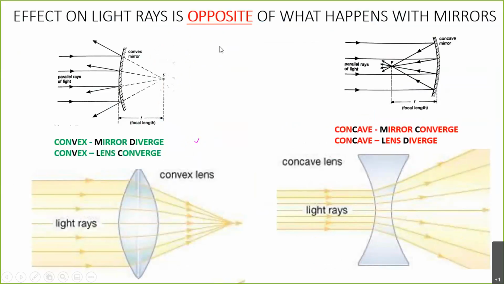All right, so the effect of the light rays is the opposite of what happens with mirrors. So convex mirrors diverge, but convex lenses converge. So they pass through the lens, they bend, and they all meet up together at a point on the other side. Concave mirrors converge, but concave lenses diverge. Okay, so they pass through the thin center and spread out. Make sense? Yep.